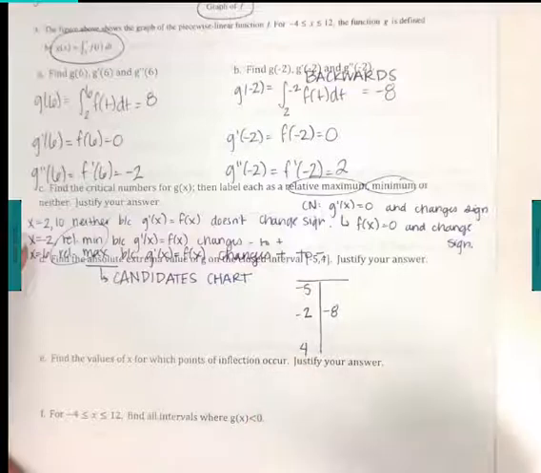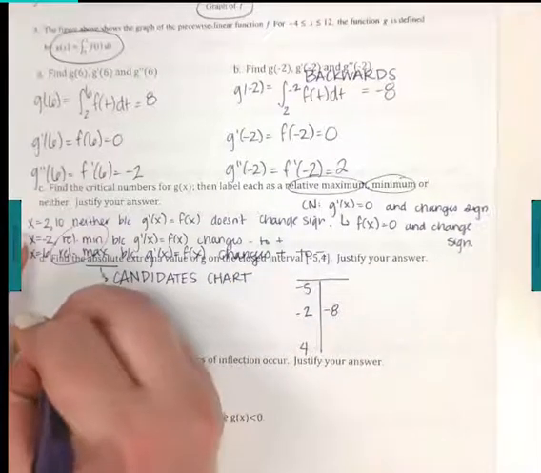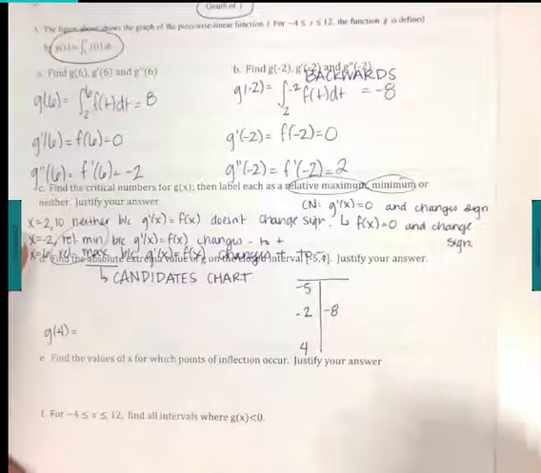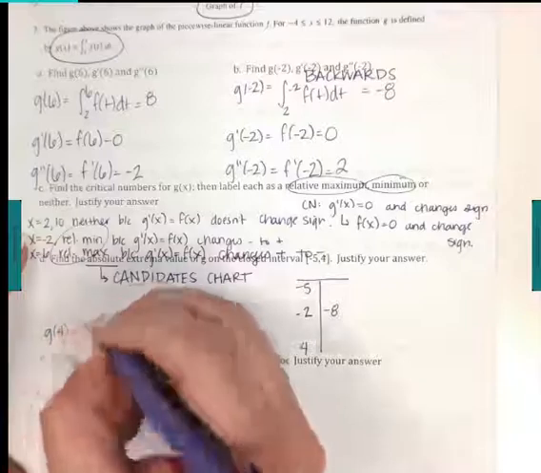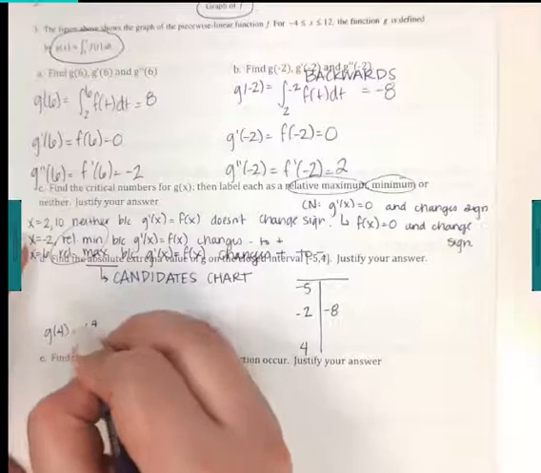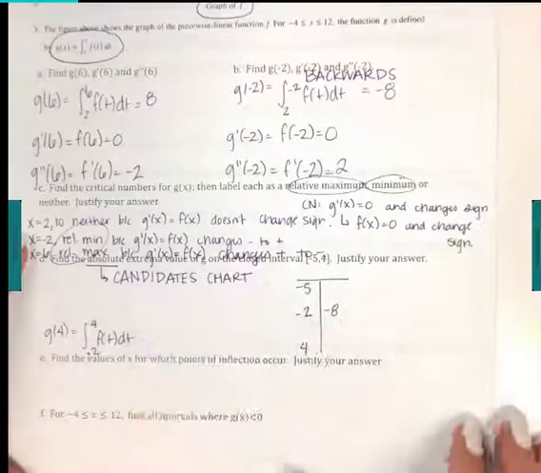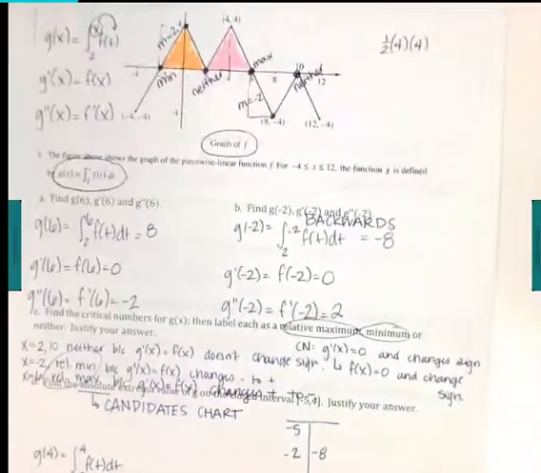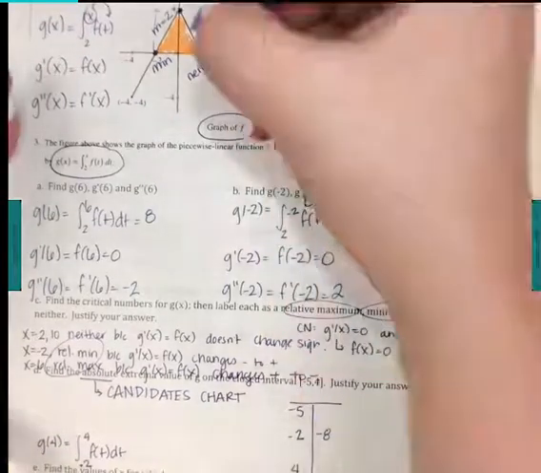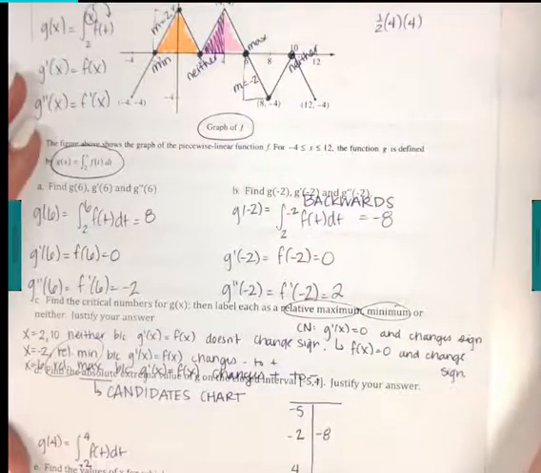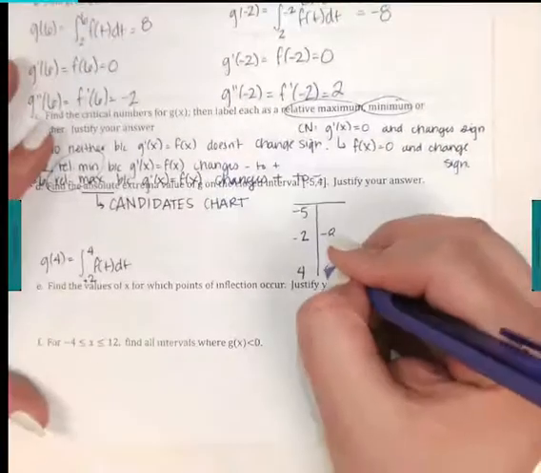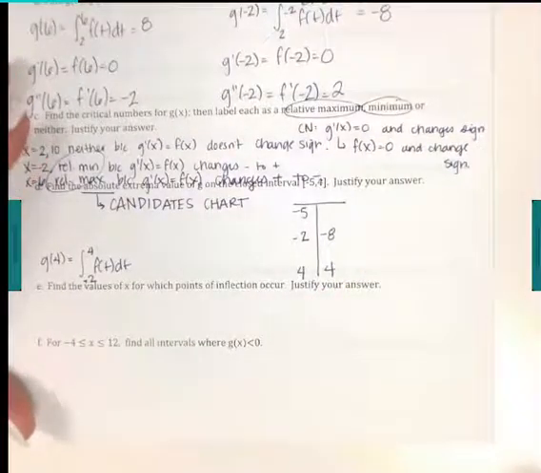If I wanted to find G of 4, we'll show our work over here. That would be the integral from negative 2, or wait, where's my integral? Oh, right here, it's positive 2 to 4 of f of t dt. Now, think about, if I'm going from 2 to 4, instead of that whole orange rectangle, or pink rectangle, 2 to 4 is only this part of it. So if the whole thing is 8, what's half of that? 4. So this is 4, because it's half of the rectangle.